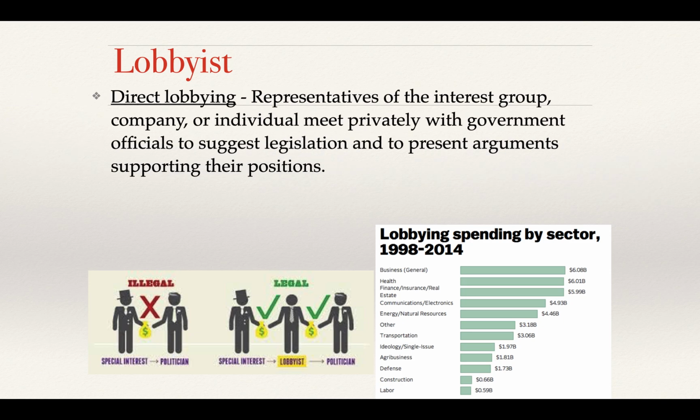So direct lobbying is representatives of an interest group or company or an individual meet privately with the government officials. They can meet behind closed doors. And they can suggest legislation to present arguments supporting their positions. They can present data to them. They can give them their arguments. You know how we prepare for debates in class? They could literally give them the arguments. Like they could be like, okay, these are the reasons why. Here's the data. And then they could tell them, these are the groups that are going to support this bill. They can give them all this information they want. It's legal to do this as long as you're a lobbyist.